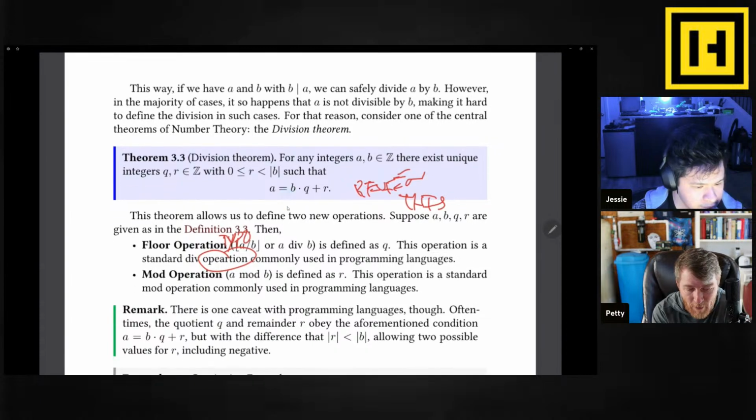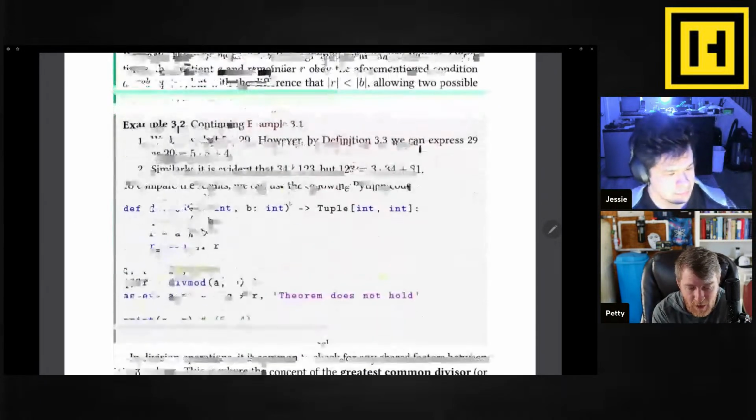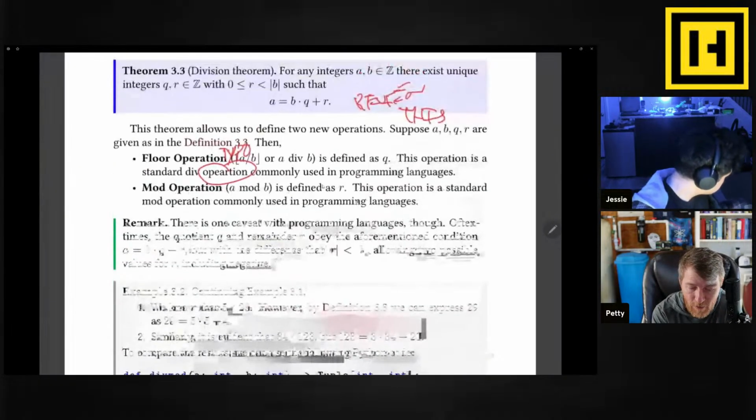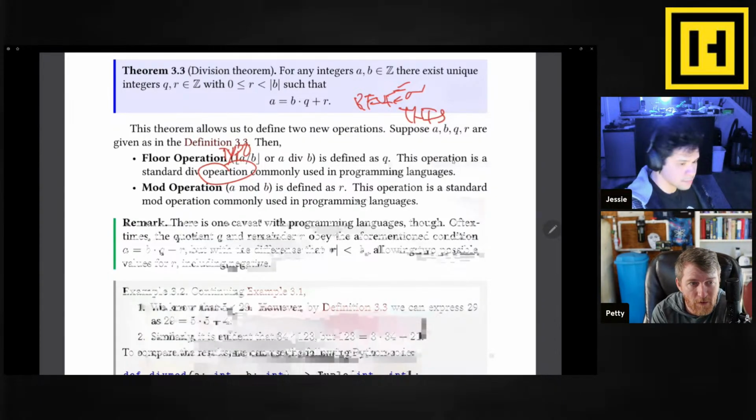This gives us 2 more operations which are useful. The floor operation, A divided by B, is defined as Q. This operation is a standard dividing operation, commonly used in programming languages. Look at a spelling error there. You can make a PR to the source code.